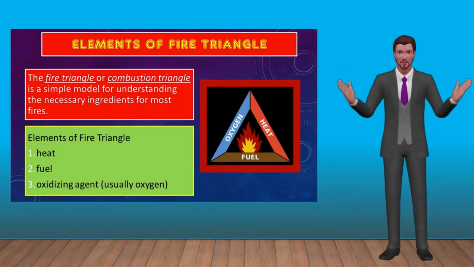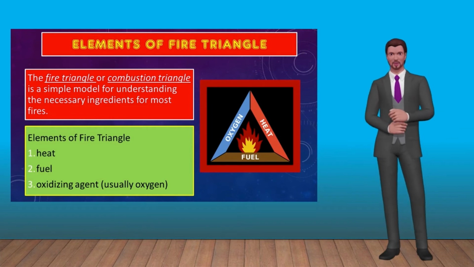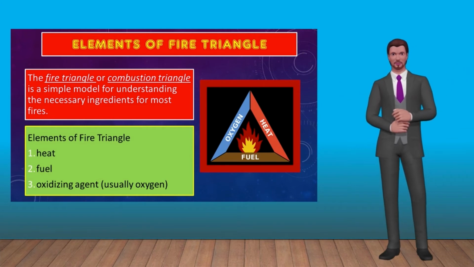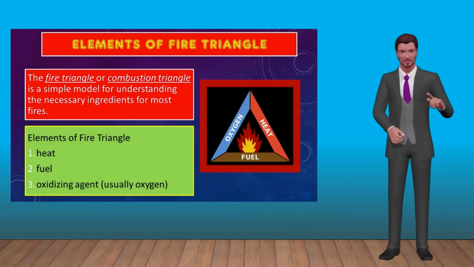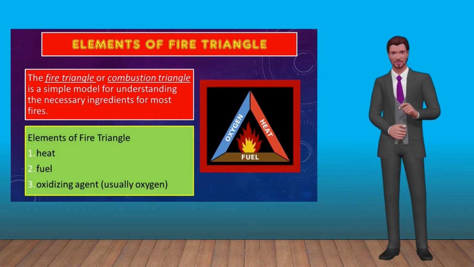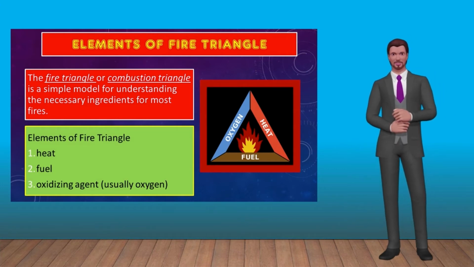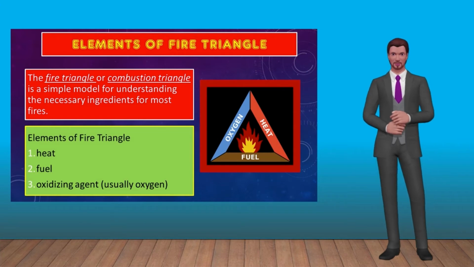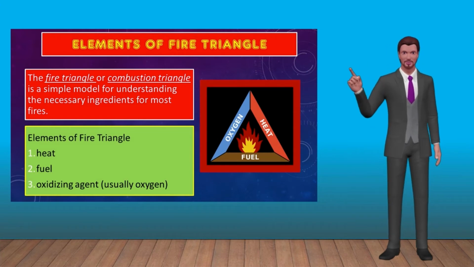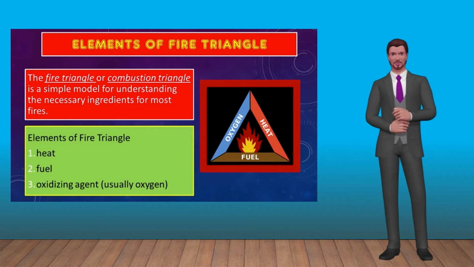For example, covering a fire with a fire blanket blocks oxygen and can extinguish a fire. In large fires where firefighters are called in, decreasing the amount of oxygen is not usually an option because there is no effective way to make that happen in an extended area. So again, the elements of the fire triangle are heat, fuel, and an oxidizing agent, usually oxygen.